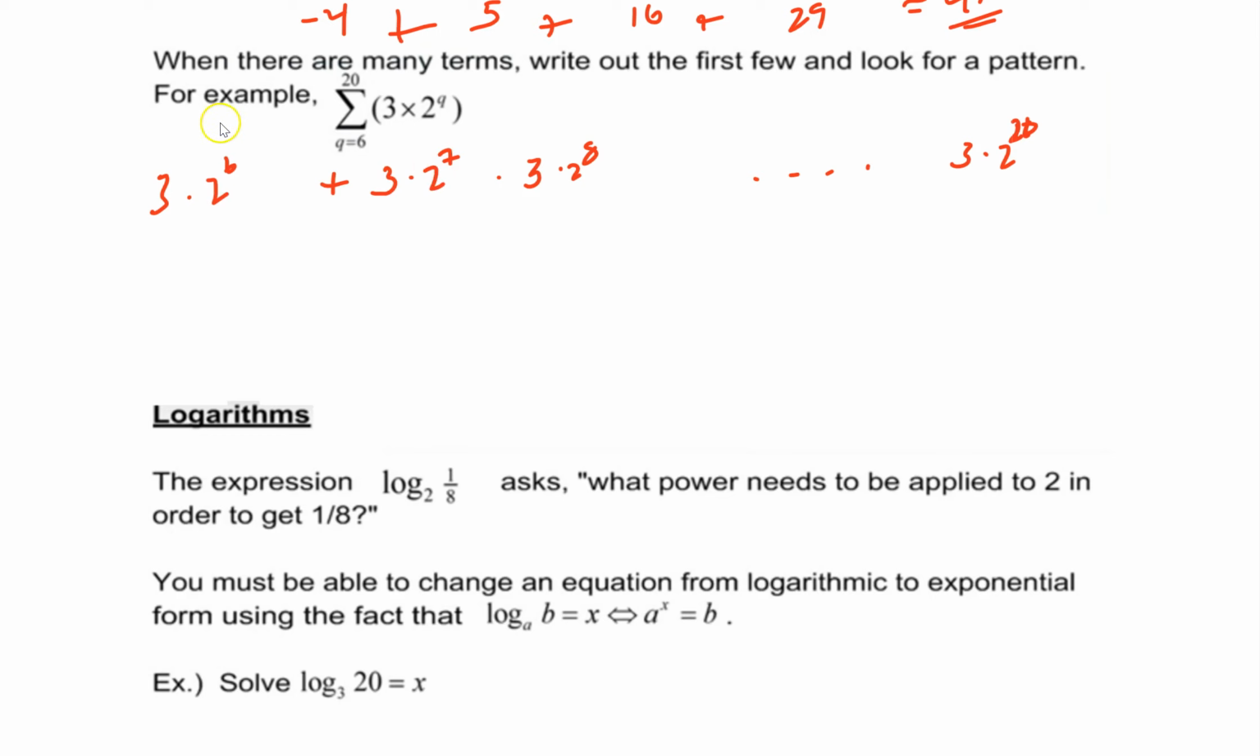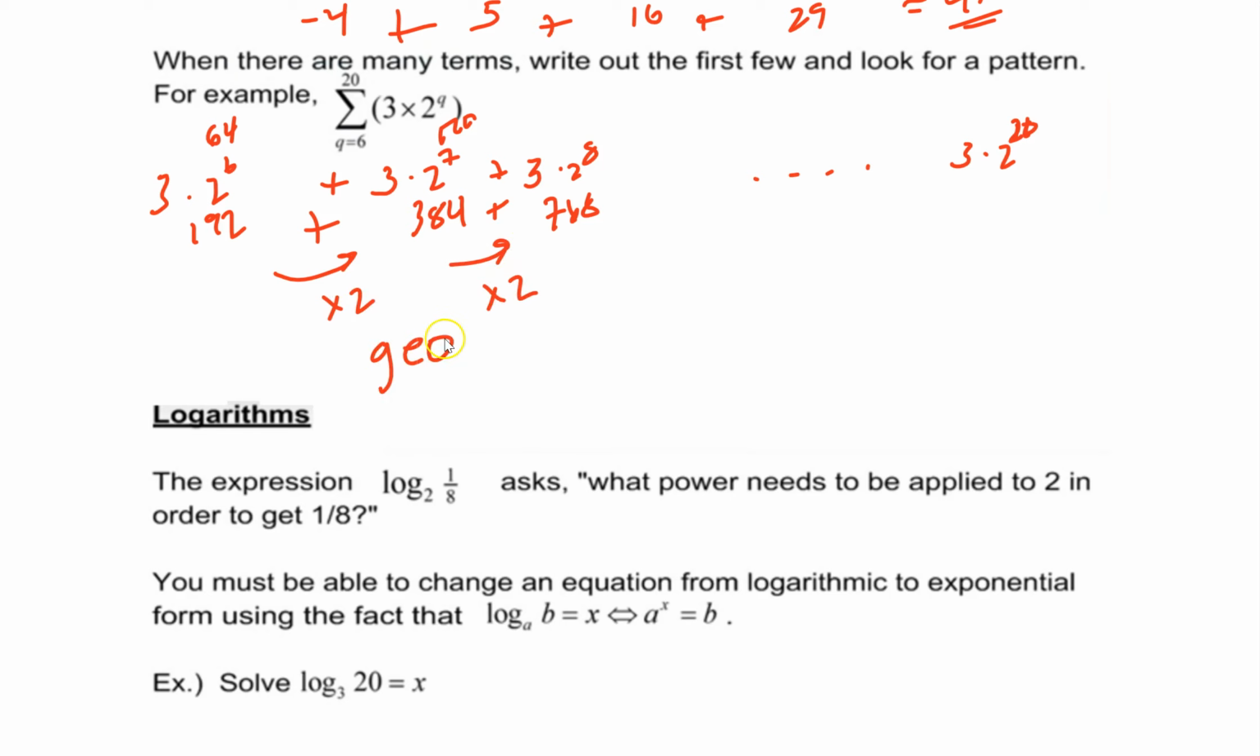So 2 to the 6 is like 64. 64 times 3 is 192. Plus 2 to the 7th is 128. 128 times 3 is 384. Plus 2 to the 8th times 3. I'm just going to plug that into my calculator. 768. And if you look at it here, what's actually happening is you're doubling every single time. 192 times 2 is 384. I know, obvious, right? 384 times 2 is 768. So it's just doubling every single time. So you're multiplying by 2 every single time. So this is a geometric sequence because we're multiplying.